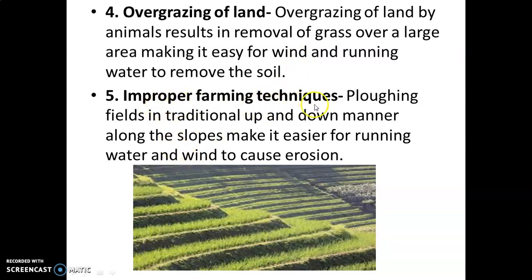Next, improper farming technique. If we grow crops by making terraces or steps on the slopes of the mountain, then erosion will be less.